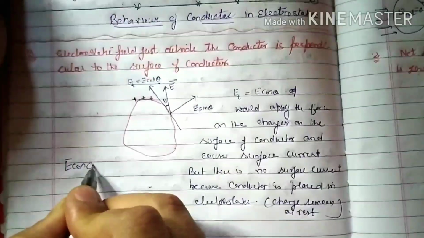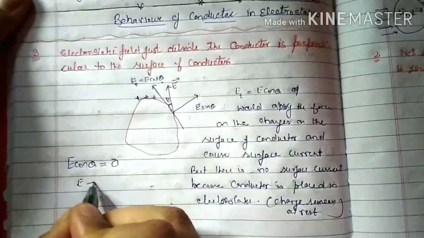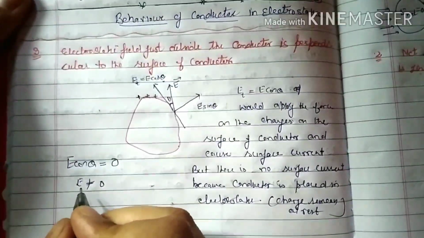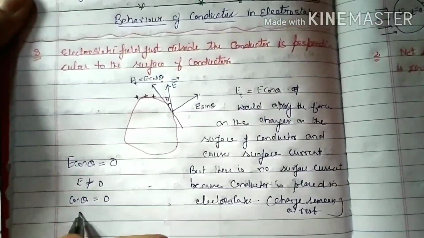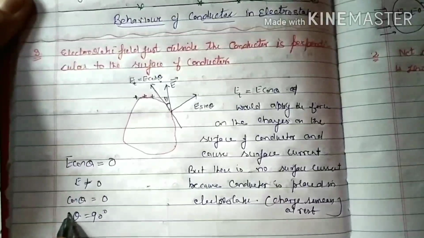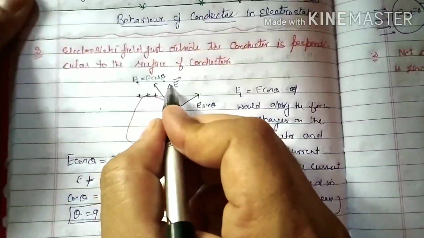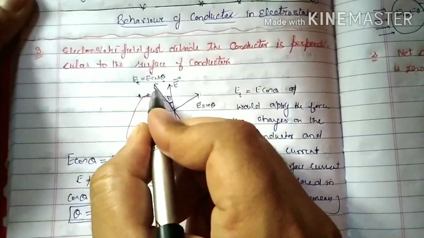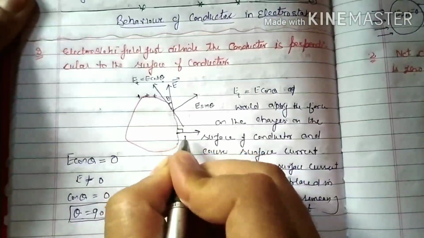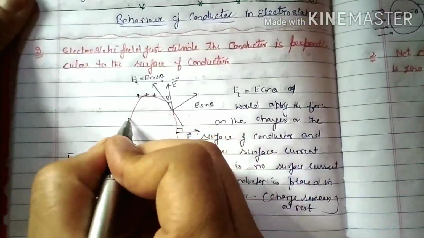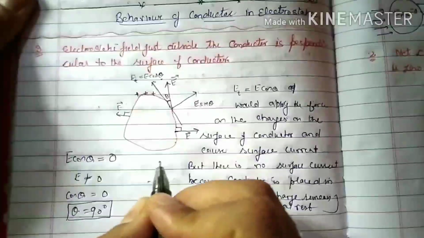So we can say that the E cos theta component is equal to 0. E is not equal to 0, the electric field will never be 0 because the conductor is placed in the electrostatic field. So cos theta becomes equal to 0, and so theta is equal to 90 degrees. And theta is the angle between the direction of the electric field and the surface. When theta becomes 90 degrees, the electric field is like this. Electric field is always perpendicular to the surface.